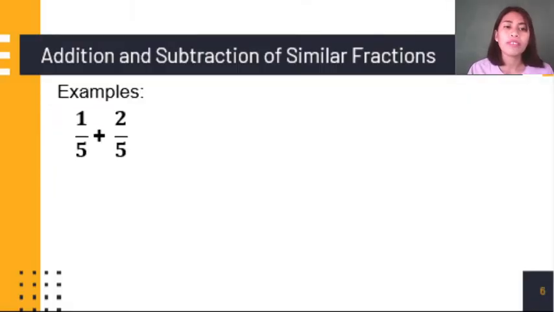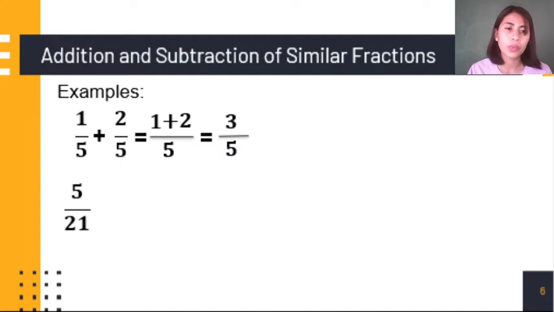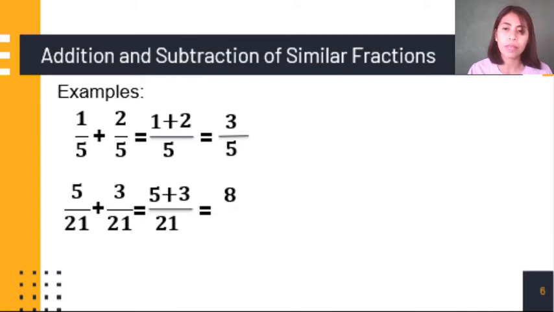Examples, we have 1/5 plus 2/5. All we need to do is to add the numerators. We have 1 plus 2 all over, we will copy the denominator, which is 5. So simplify 1 plus 2, we have 3 over 5. Next, we have 5 over 21 plus 3 over 21 is equal to 5 plus 3 all over 21. Simplify, we have 5 plus 3, 8 over 21.